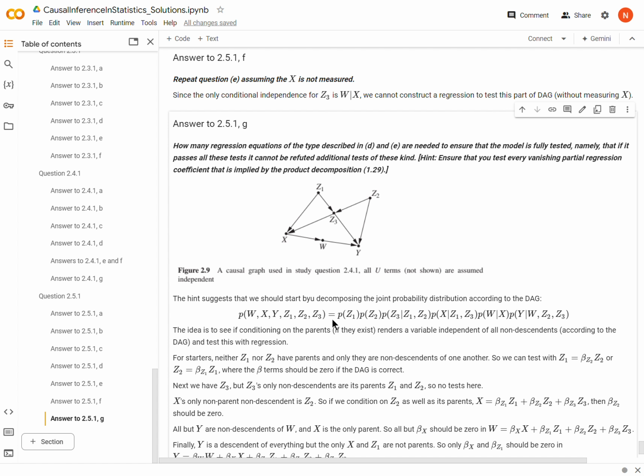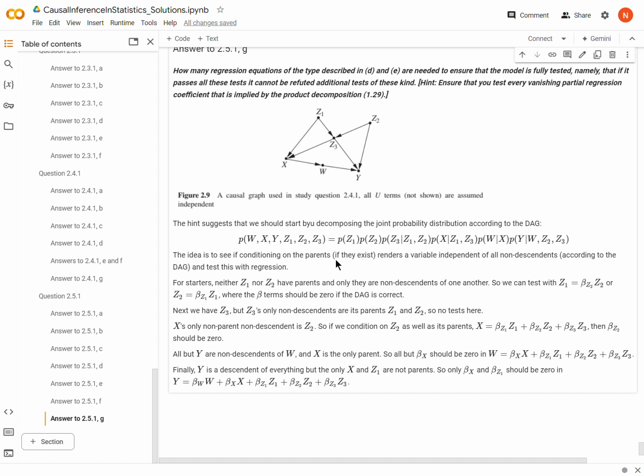You'll notice that the way I've decomposed this, Z1 has no parents, and so the probability of Z1 is non-conditional. Same with Z2. Z3 has 2 parents, Z1 and Z2, according to the DAG, and so it has that conditional structure. X has 2 parents, Z1 and Z3, and so it has that structure. W has 1 parent, X, and Y has 3 parents here: W, Z2, Z3. So we've decomposed that.